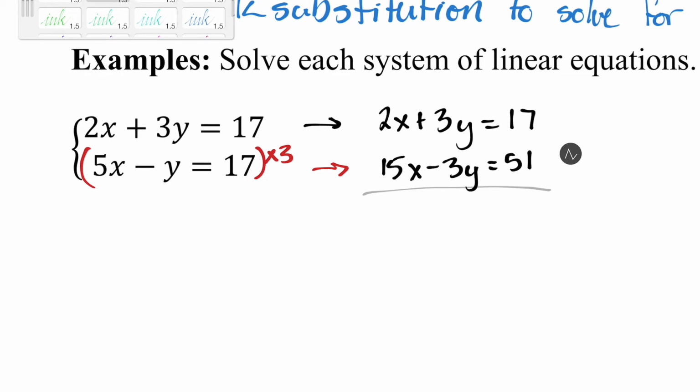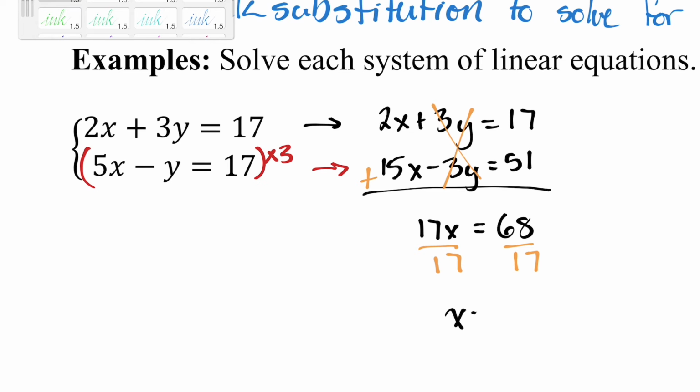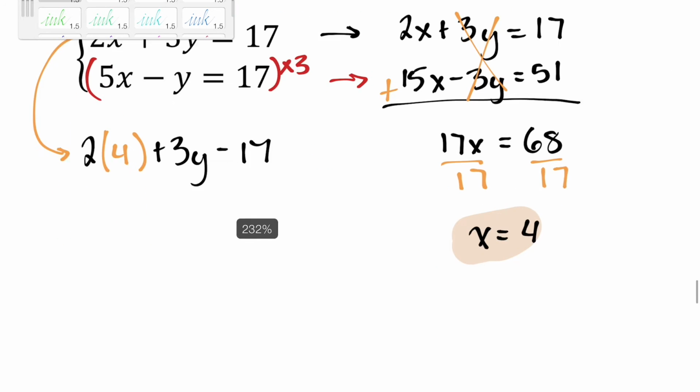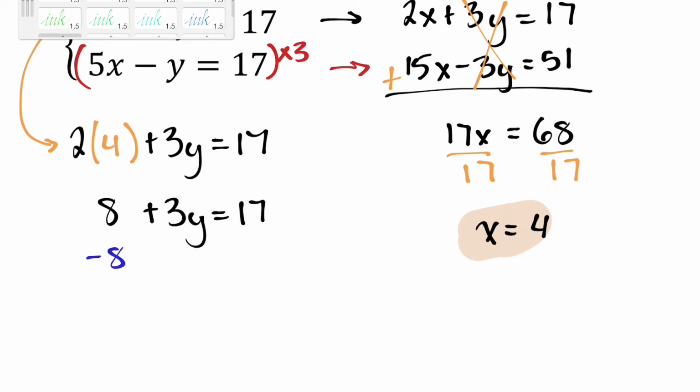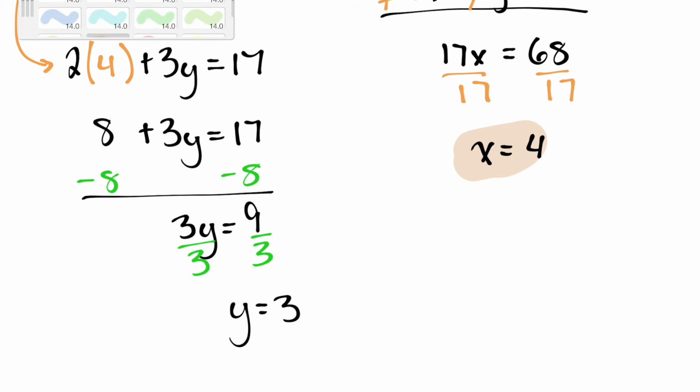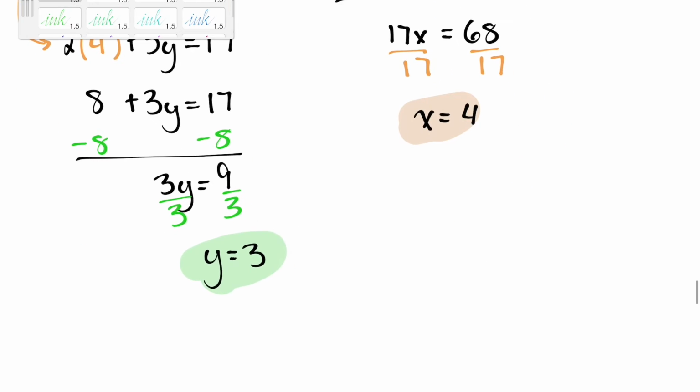Now I'm just going to do a little bit of addition here. My 3y's will cancel out, and it should leave me with just x's. And my x ends up being a really nice 4. Again, now that I have my x value, I can plug it into whichever equation and solve for the y. And now that I have my 3, I can just put this again into my ordered pair.